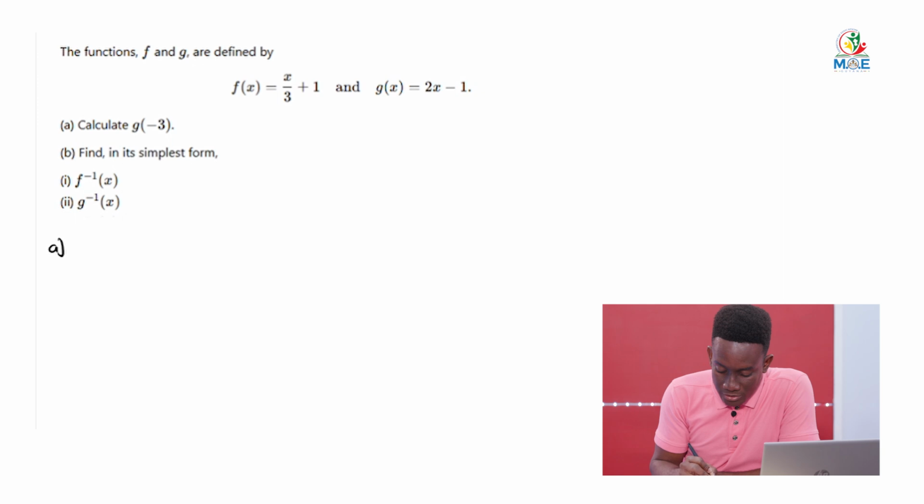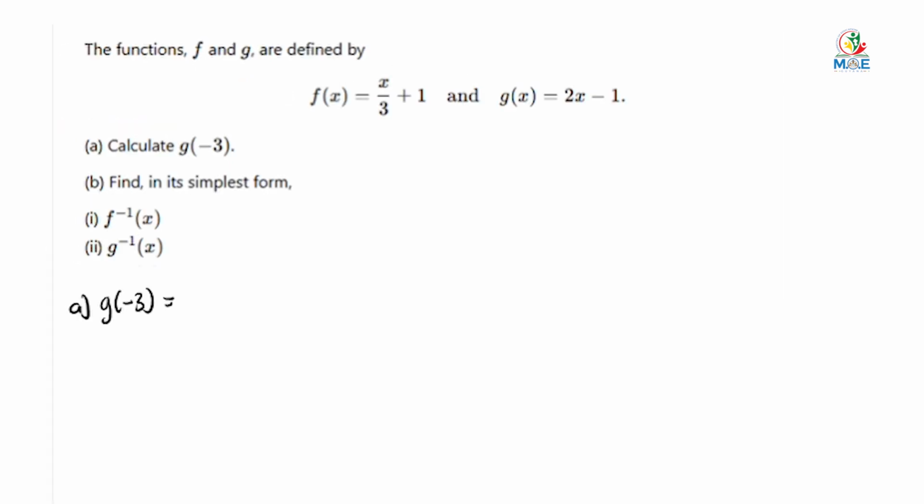To find g of negative 3, we're substituting negative 3 into the function g. So this will be equal to 2. Instead of x, we replace and put negative 3, minus 1. So this will be equal to 2 times negative 3 is negative 6, minus 1. So negative 6 minus 1 is equal to negative 7. So g of negative 3 is equal to negative 7.